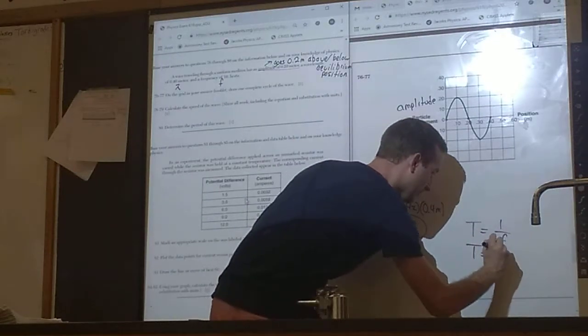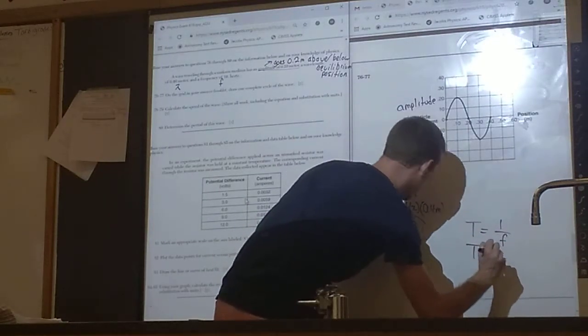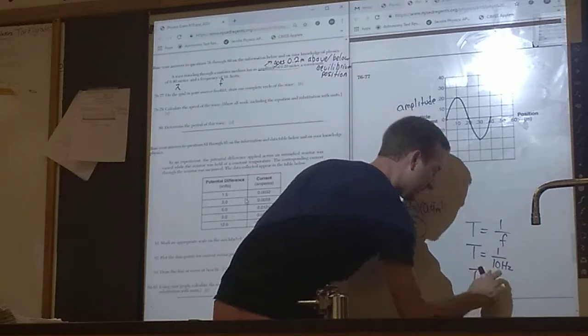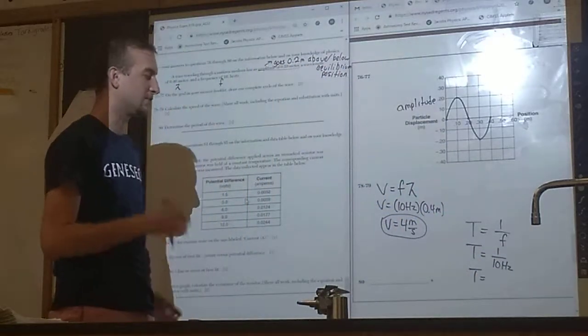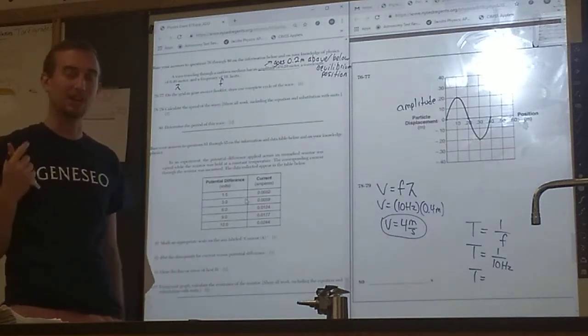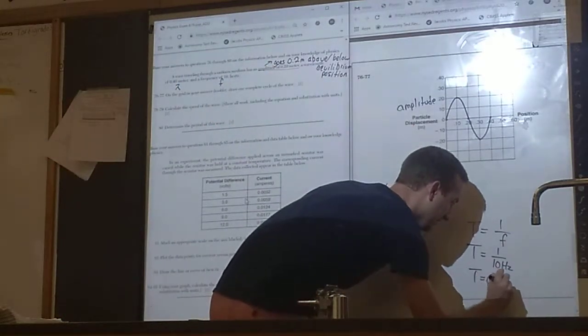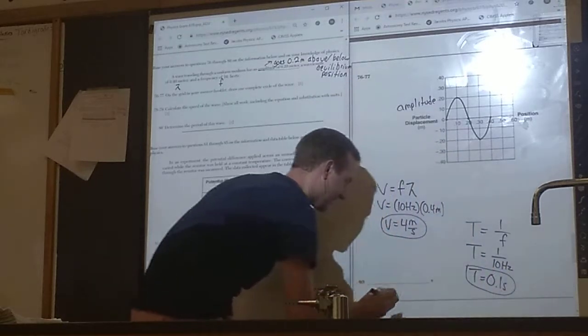So T equals 1 over 10 hertz. Remember, hertz is just inverse seconds. Period is measured in seconds. It's how much time it takes for something to happen. Therefore, the period must be 0.1 seconds.